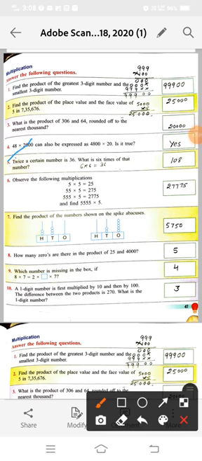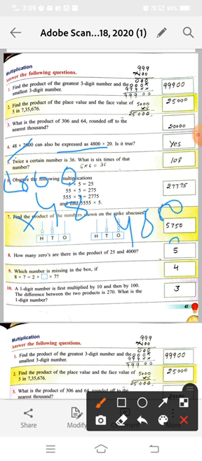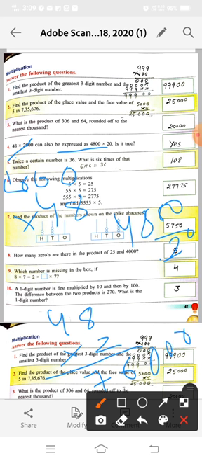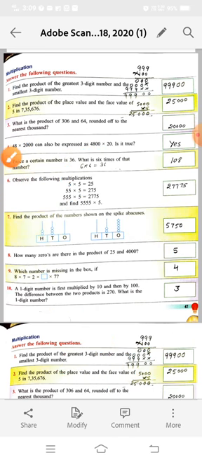Here is the fourth question. 48 multiplied by 2000 can also be expressed as 4800 multiplied by 20. Is it true? Yes, it will be true. Multiply it this way or else 4800 multiplied by 20. Okay, look, 48, 8 2s are 16, 4 8s are 32... it will come the same. In both ways this same answer will come, 76,000. Okay, so this statement is true.